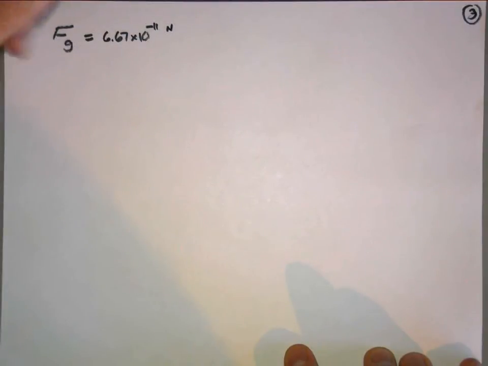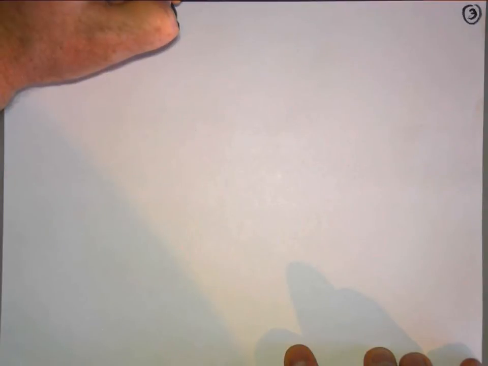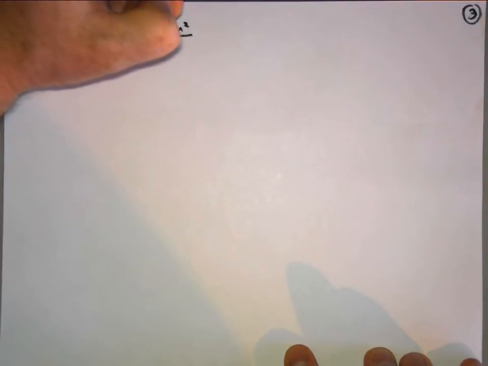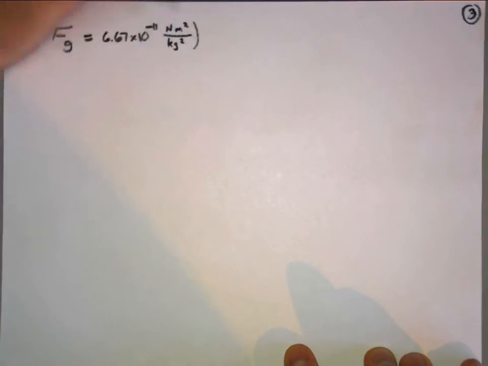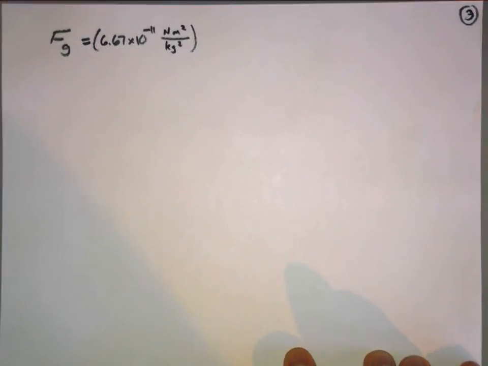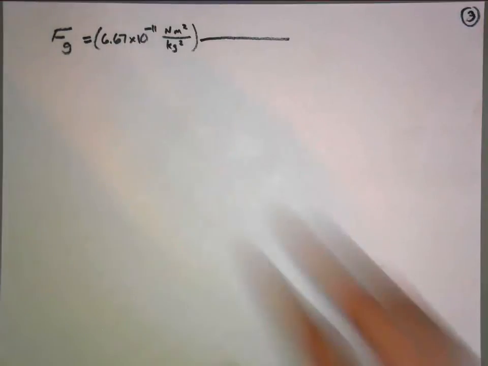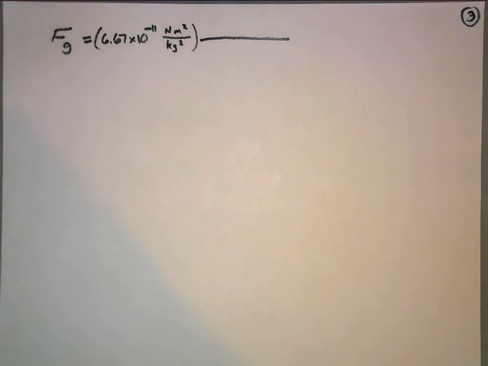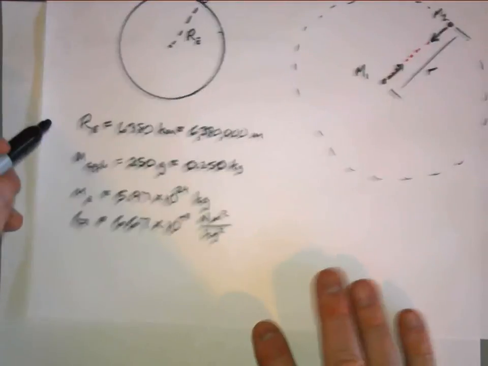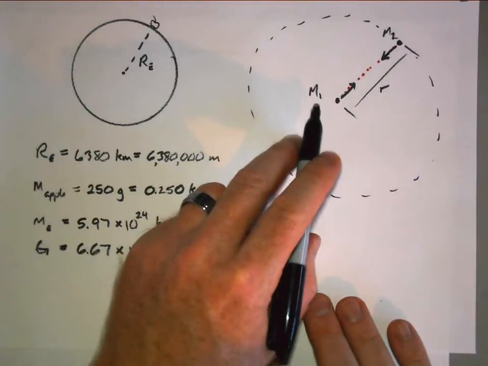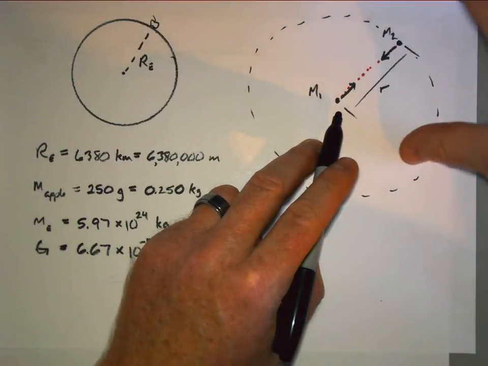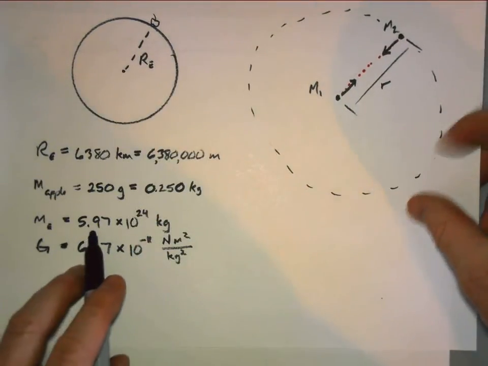I'll include all the units the first time, but generally you can stop writing these. Meter squared per kilogram squared. Okay, there's G. And now I need M1. And I said that, well, it really doesn't matter which is which. The way I've drawn it here, M1 would be the Earth. So I need the Earth's mass, this number.